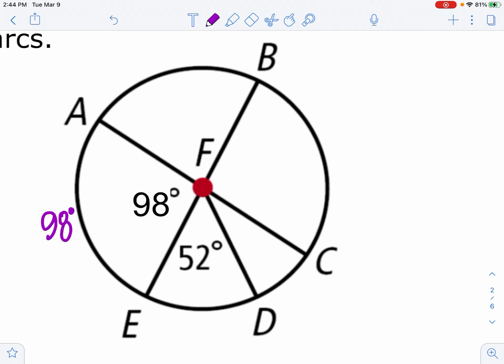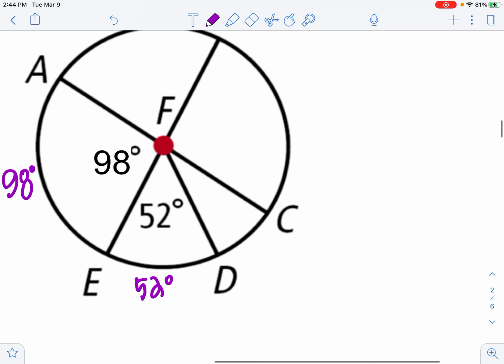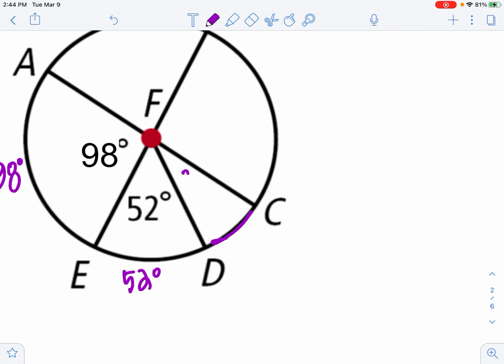So if that angle is 98 degrees, this arc is 98 degrees. So I'll start with that, okay? Same idea. I know this arc right here is 52 degrees because the central angle is 52 degrees. All right, now this arc right here, I would need to know what this angle is, and I can figure it out. How can I figure it out?